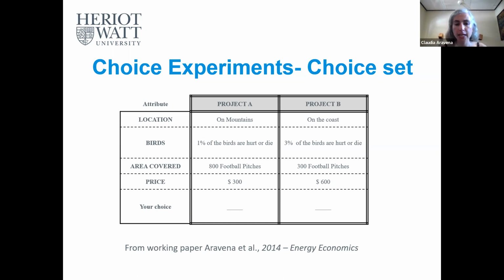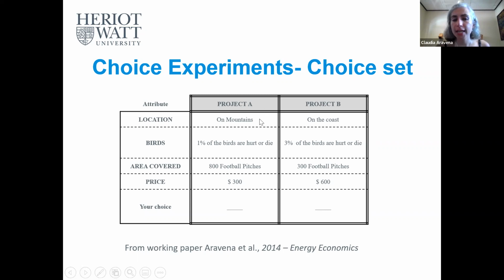So we have these characteristics: location, birds, which is the amount of birds that are hurt, the area covered, and the price. You always introduce a price so you can get the marginal willingness to pay. So you have two projects, and through an experimental design, which is not very straightforward, you do a statistical experimental design. This is not just randomly putting the attributes you want to put. No, the combinations of all the attributes and levels are statistically done.